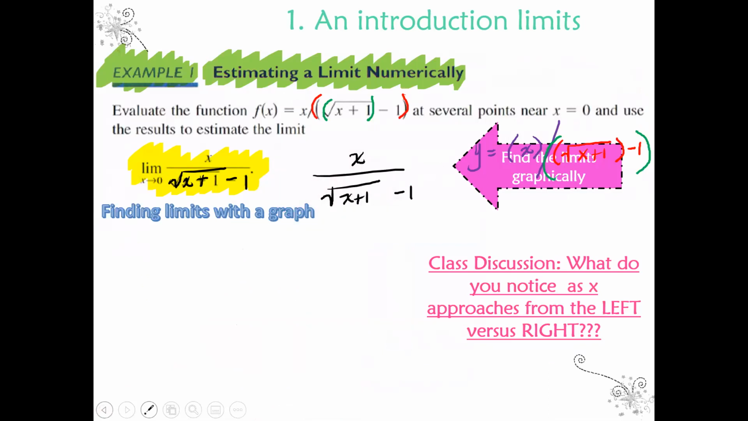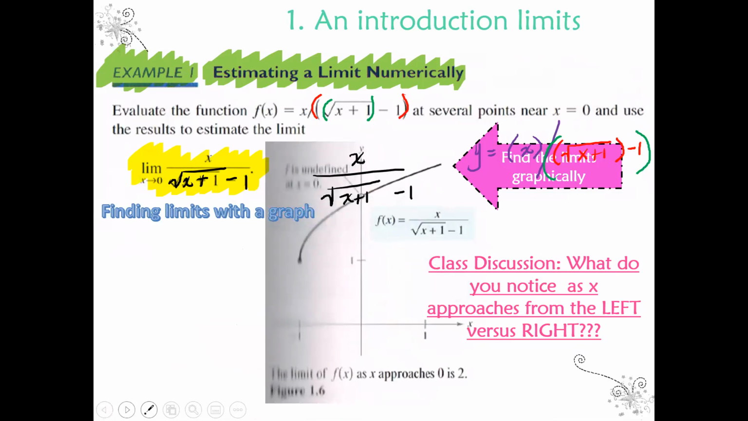Here's a new limit. I have x over the square root of x plus 1, minus 1, as x approaches 0. You can go ahead and pause the video and try to graph this on Desmos. Once I graph this, this is what it looks like. You can see that when x approaches 0, it is not valid. So let's try seeing this from the left side and the right side.